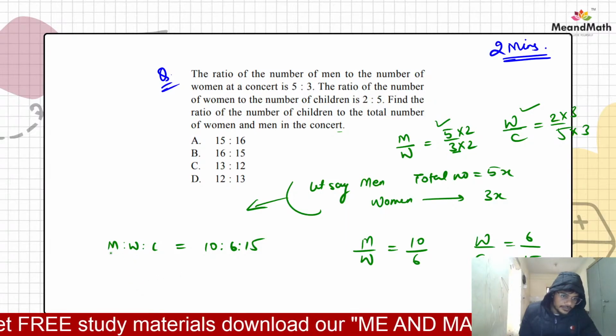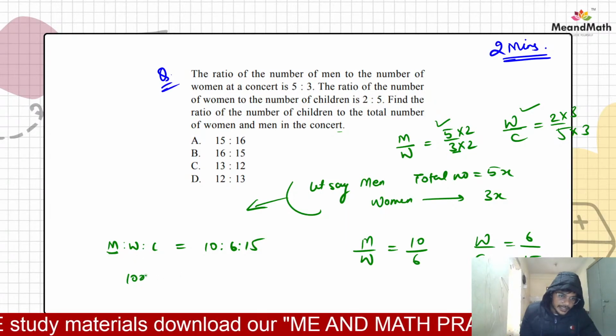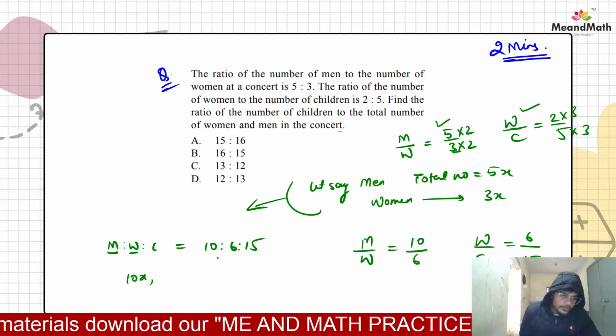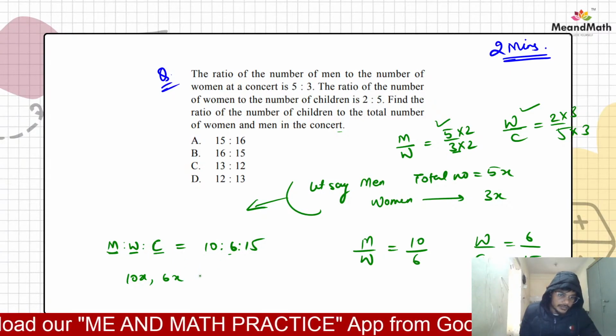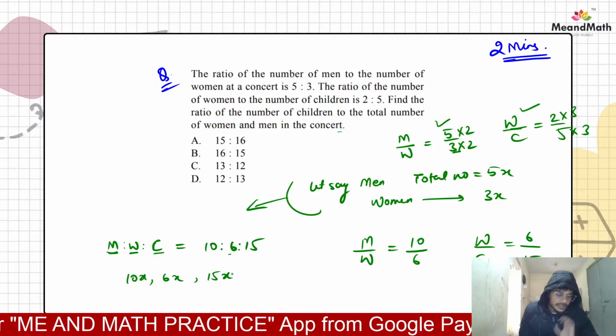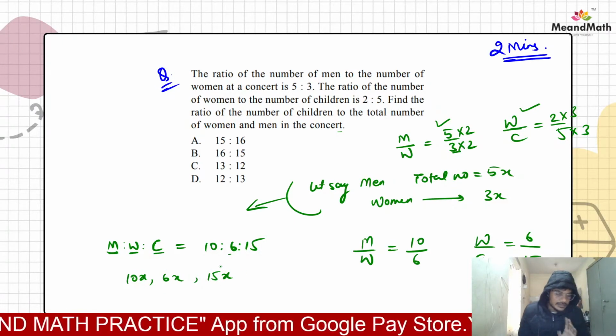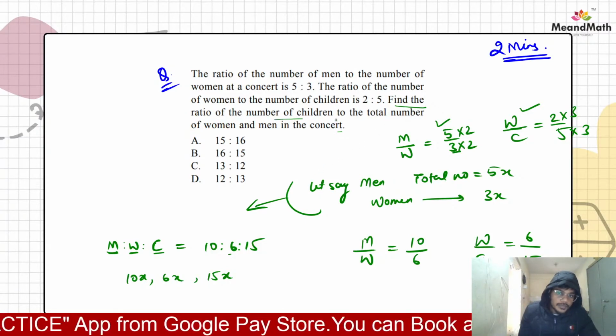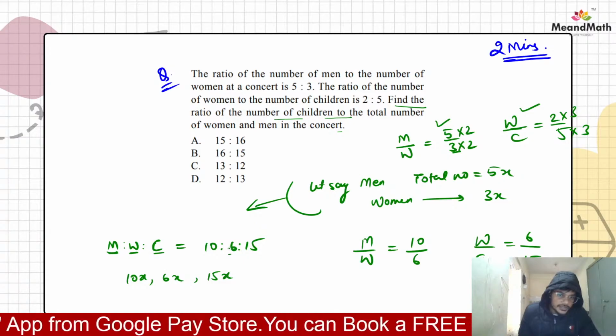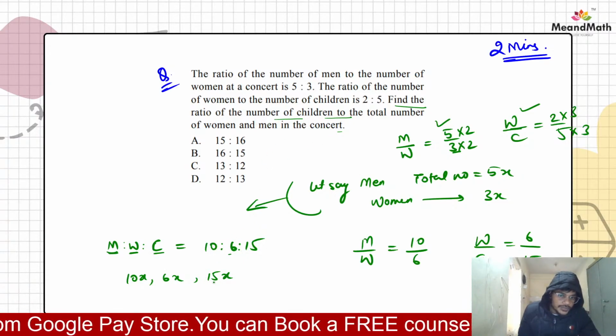So if the total number of men is 10x, then the total number of women is going to be 6x, and then the children's total number is going to be 15x. Is that right? Now you need to find the ratio of the number of children.